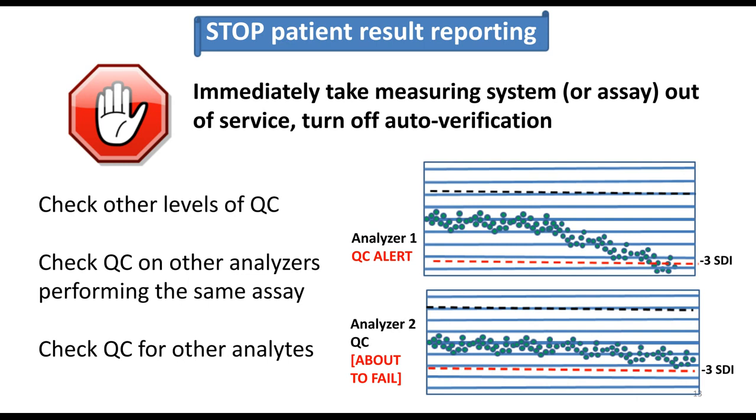Also, check QC on other instruments to see if the problem is affecting multiple analyzers. That would clue you in that the event is due to something in common with multiple analyzers, such as reagents, and would suggest that you need to take the assay offline on more than one analyzer. You definitely want to look for other QC values that are about to fail the QC rules, so you can get more insights into the nature of the problem and can figure out which assays or instruments you need to immediately take offline.